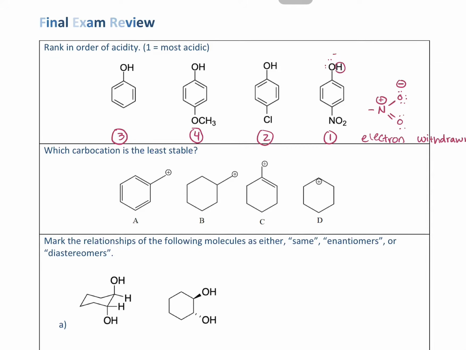So I'm going to write the whole reason. Electron withdrawing due to resonance. And that's what makes this molecule extremely acidic, because the conjugate base of this molecule is stabilized by resonance, and resonance is one of the most important effects that we can have on acidity and basicity.